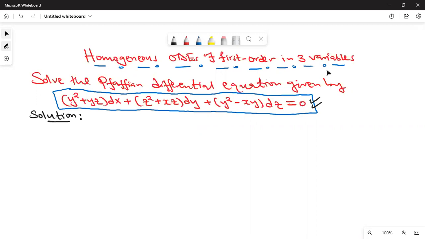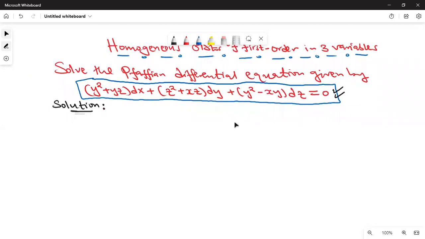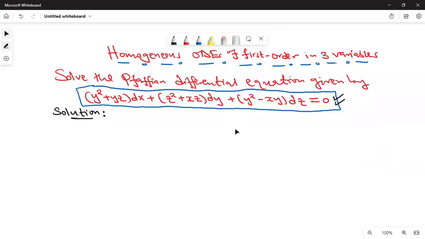Today I want us to look at homogeneous ODEs of the first order in three variables. We are given the Pfaffian differential equation (y squared plus yz) dx plus (z squared plus xz) dy plus (y squared minus xy) dz equals 0. So we are asked to find the general solution.